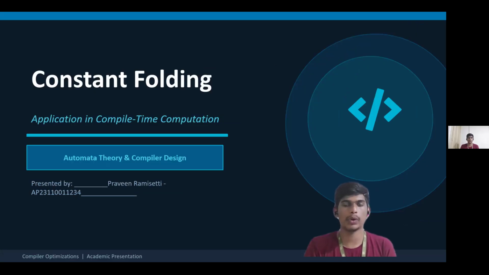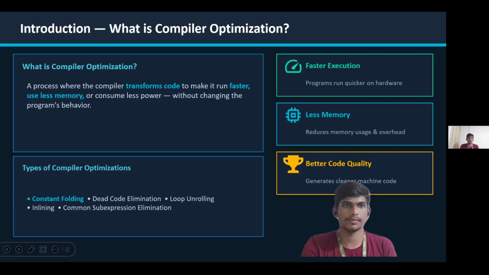Now in this video I'm going to explain constant folding, which is a code optimization technique in automata. Coming to the topic, code compiler optimization.